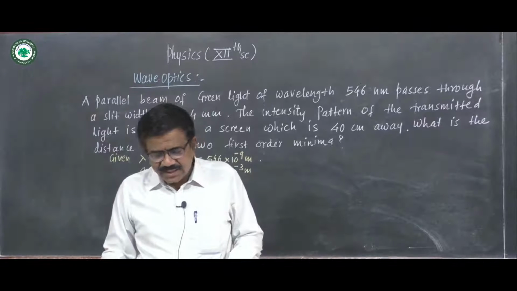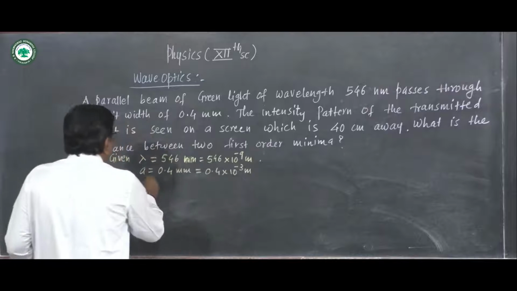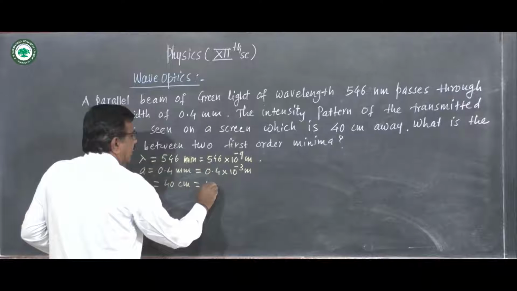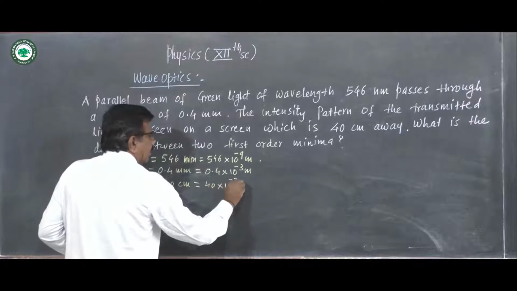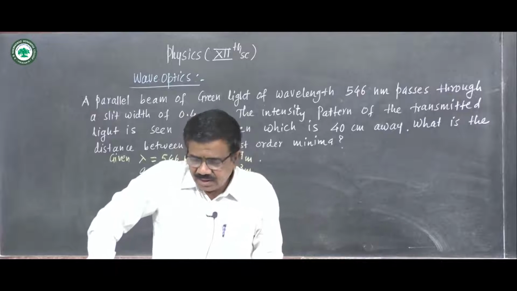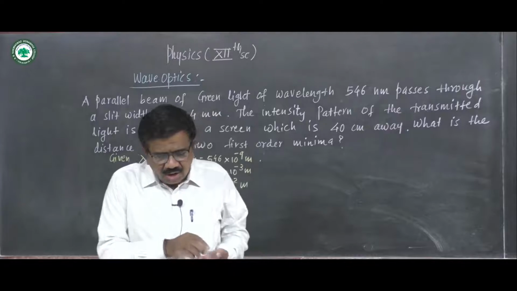The intensity pattern is seen on a screen which is 40 centimeter away, that is capital D, 40 cm, that is 40 into 10 raised to minus 2 meter. What is the distance between the two first order minima?